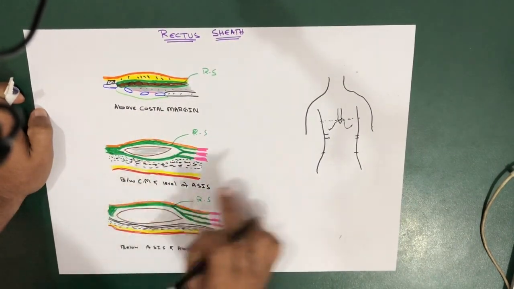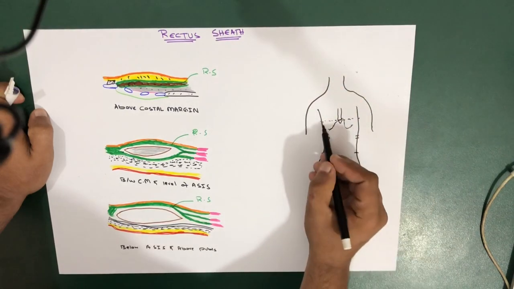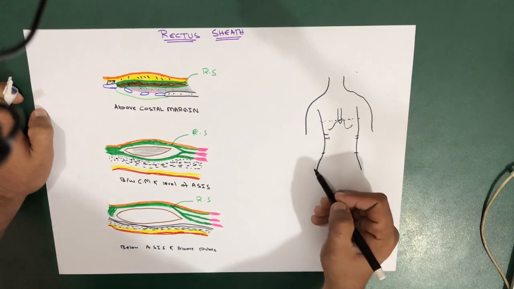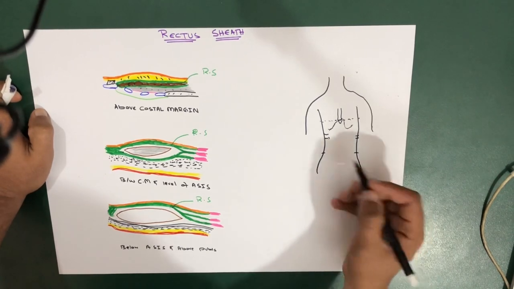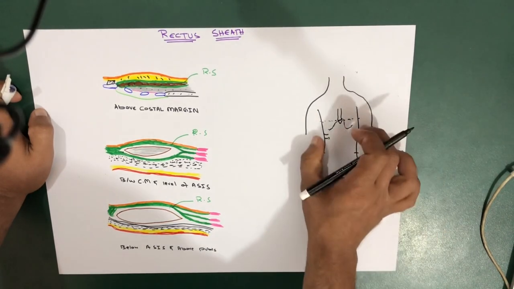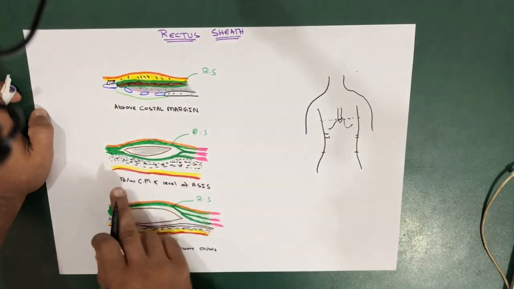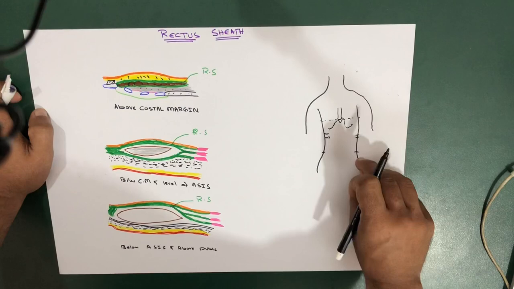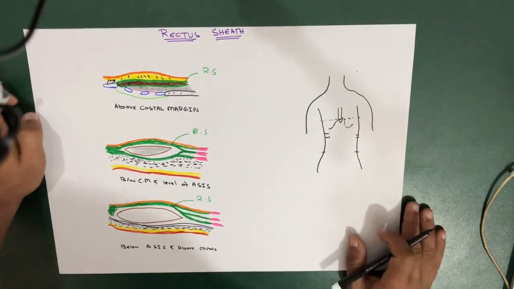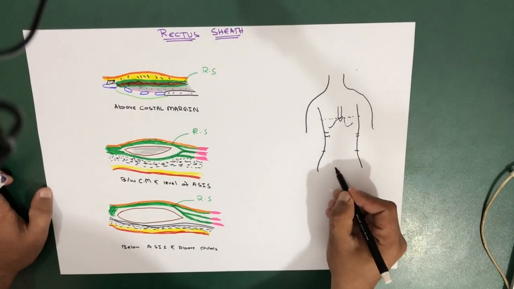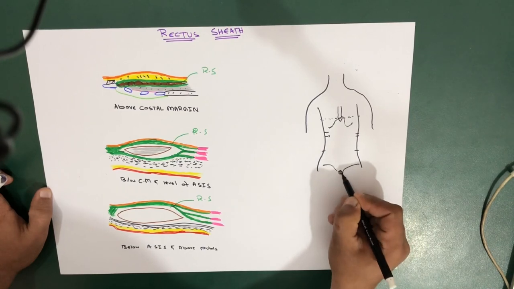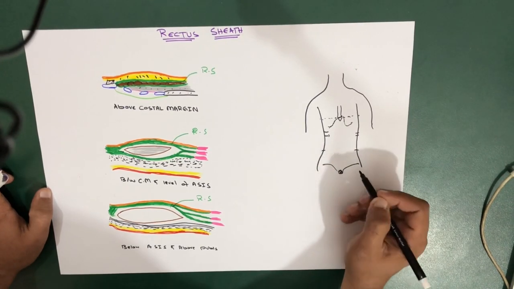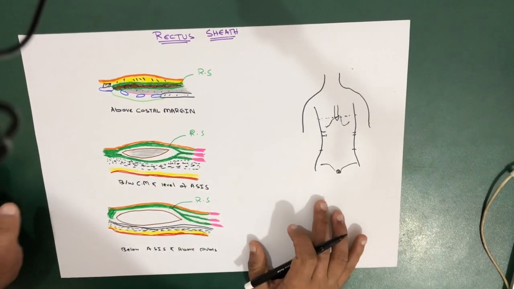As we cut between the costal margin and the ASIS, which means the anterior superior iliac spine, wherever we cut in this region, we get this diagram. And below the anterior superior iliac spine and your pubis, wherever you cut in this area, you get this diagram.